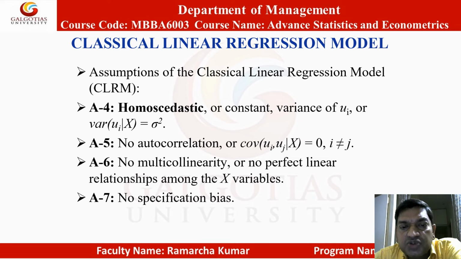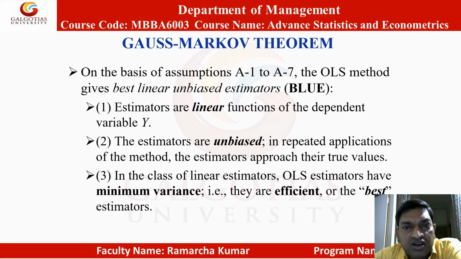Seventh is no specification bias. Gauss Markov theorem. On the basis of assumptions A1 to A7, the OLS method gives the best linear unbiased estimators, that is BLUE. Estimators are linear functions of the dependent variable y. The estimators are unbiased in repeated applications of the method. The estimators approach their true value. In the class of linear estimators, OLS estimators have minimum variance, that is they are efficient or the best estimators.